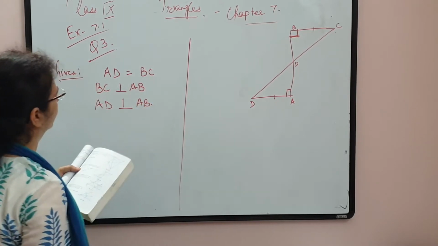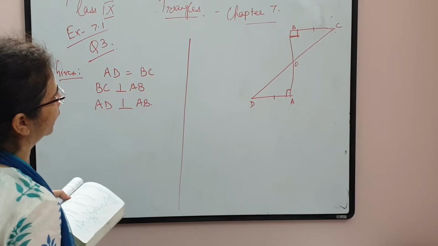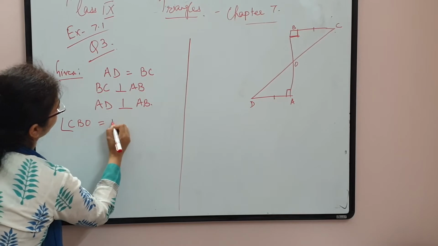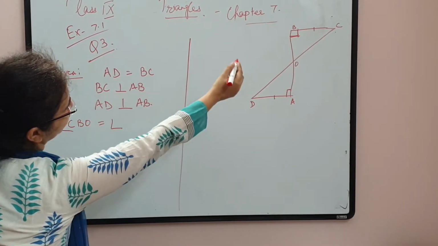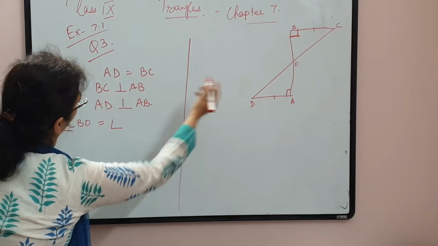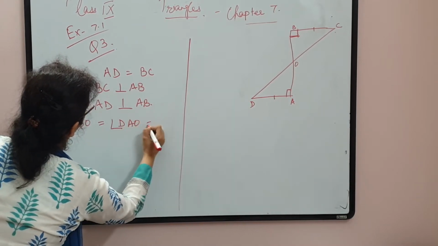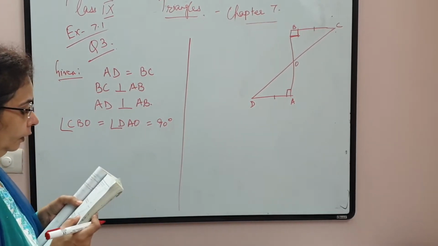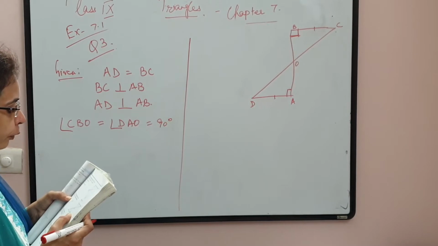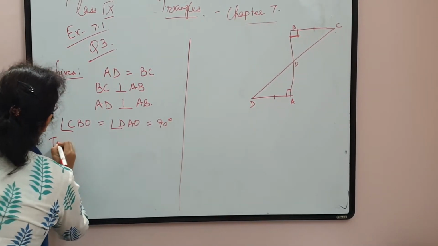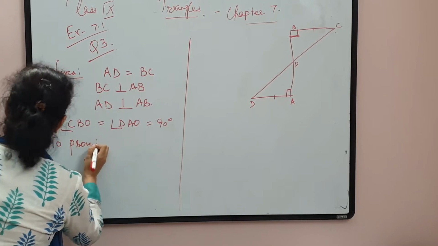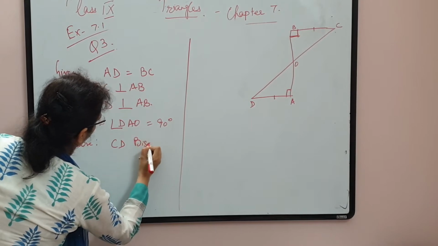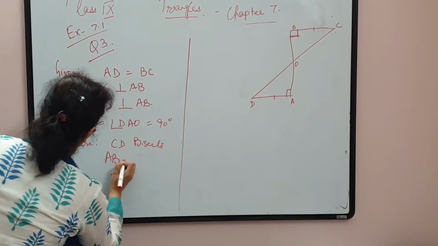Okay, children? That means practically from this we know that angle CBO is equal to angle DAO, which are both 90 degrees. Okay, because they are perpendiculars. What do you have to prove, children? To prove that CD bisects AB.